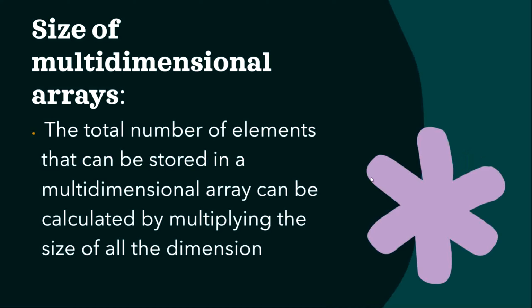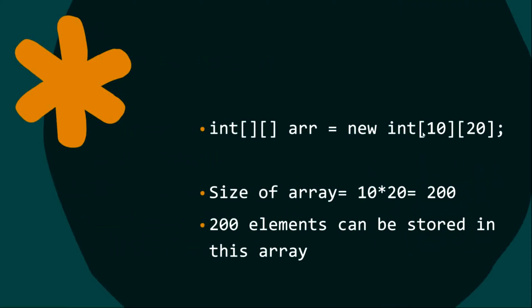So now let's talk about the size of a multi-dimensional array. Size is nothing but the total number of elements which we can store inside that array. If we take this example, here there are 10 rows and 20 columns. So 10 into 20, 200 elements can be stored inside this array.